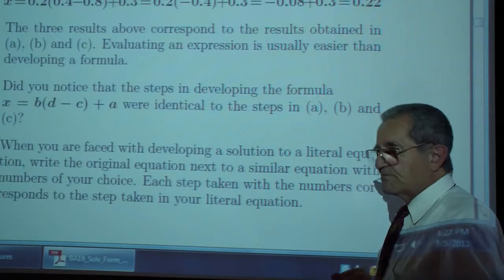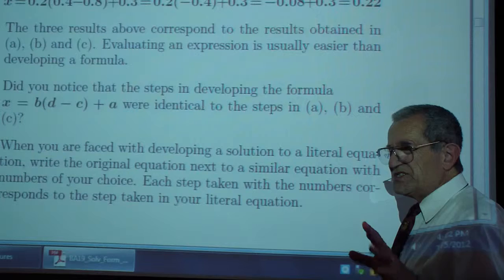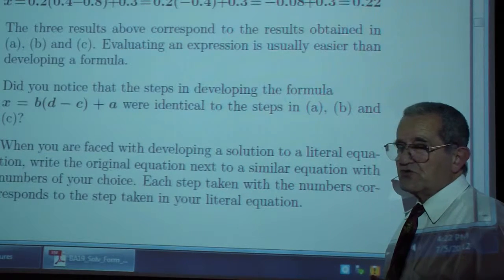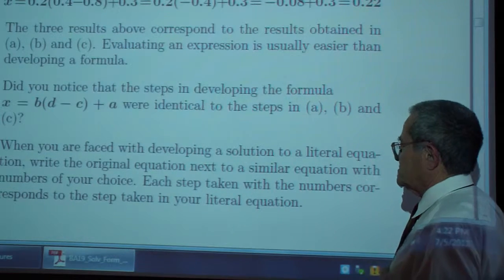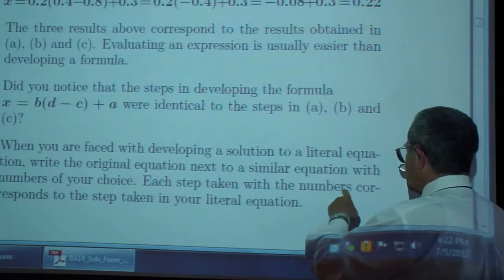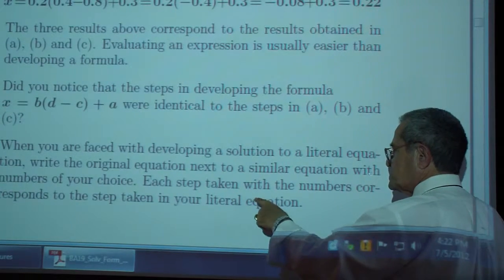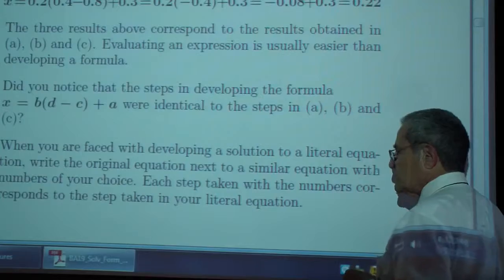Any numbers, almost any numbers. 0 and 1, and maybe sometimes 2 are not good choices. Each step taken with the numbers corresponds to the step taken in your literal equation.